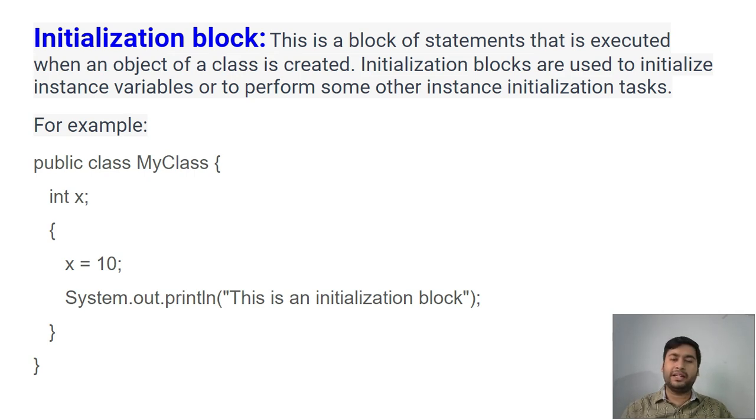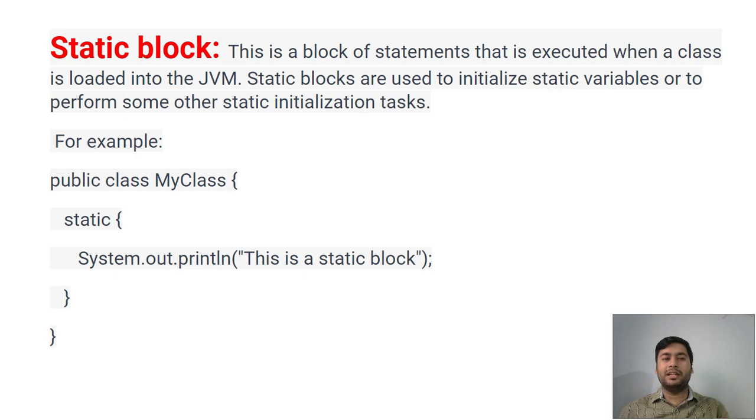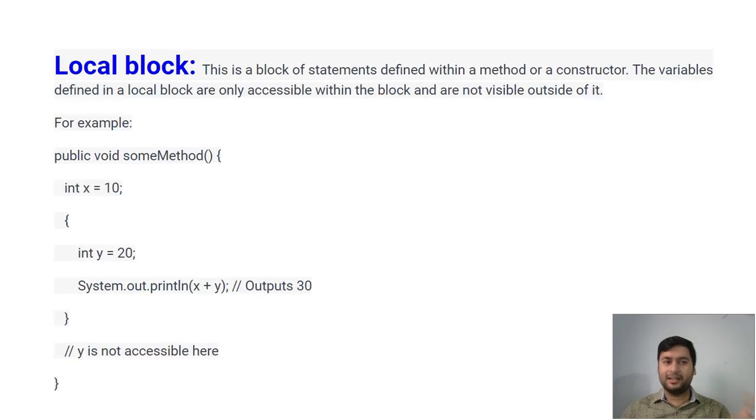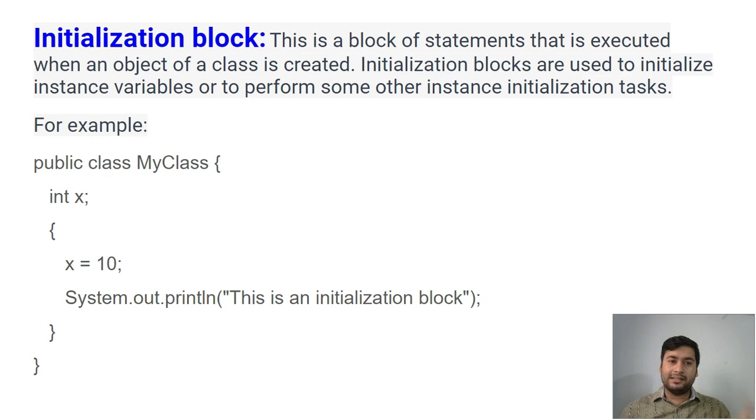Okay, and what about this one? A static block will only be called one time, when the class is loaded. A local block will be called when the method is called. An initialization block will be called when the object is created.